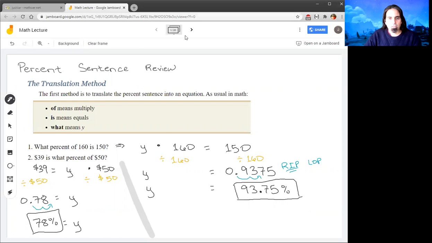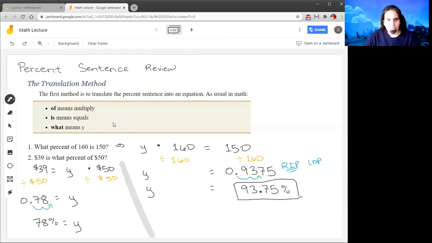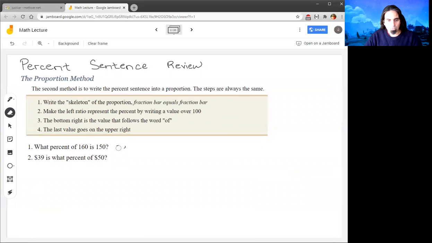That's the translate method. Questions on that one? Nope. For the proportion method, then, I'm going to do first problem 1 over on this side, and we'll do problem 2 over here.